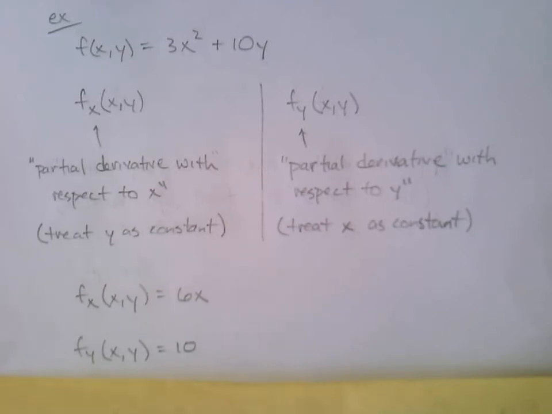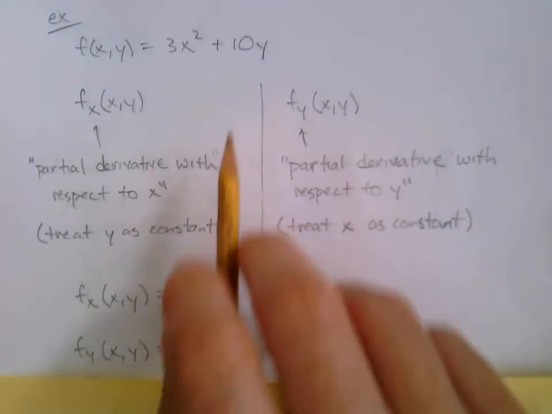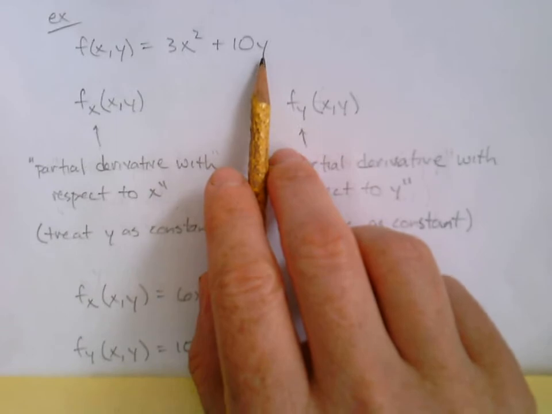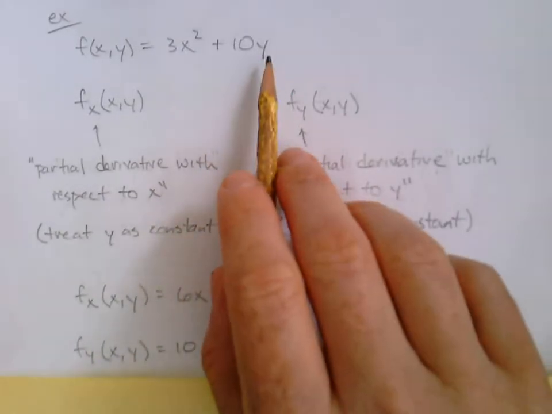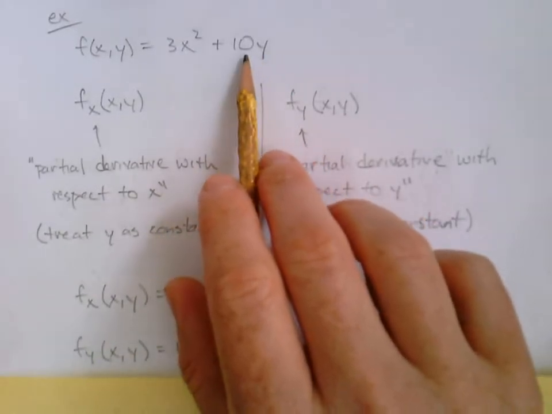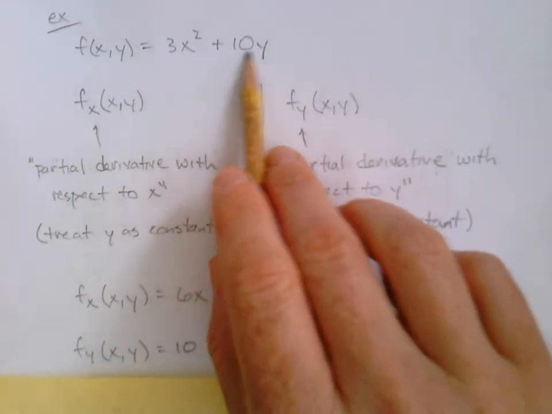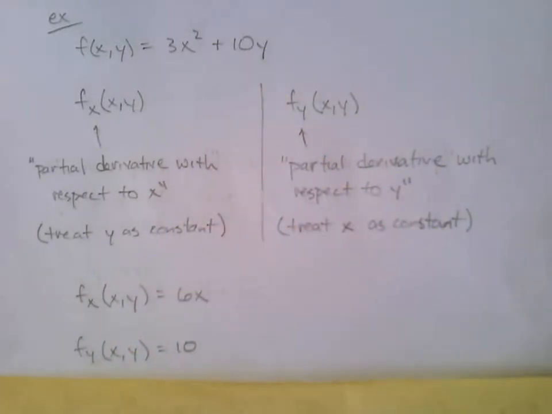So we're not thinking of, there's no dy over dx happening here. We're just thinking, nope, just a normal derivative. It's with respect to y. So, 10 times 1 and done.